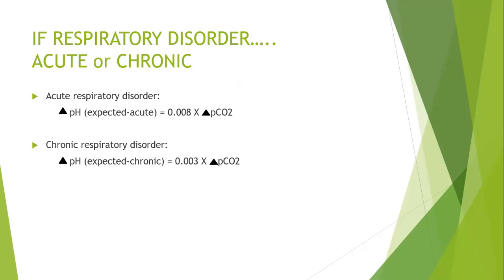So once we find out that we are dealing with a respiratory disorder, it's very important to know if it's an acute respiratory disorder or chronic. In acute respiratory disorders, there's a more marked change in pH as compared to chronic respiratory disorder, because in chronic, kidneys get time for compensation.